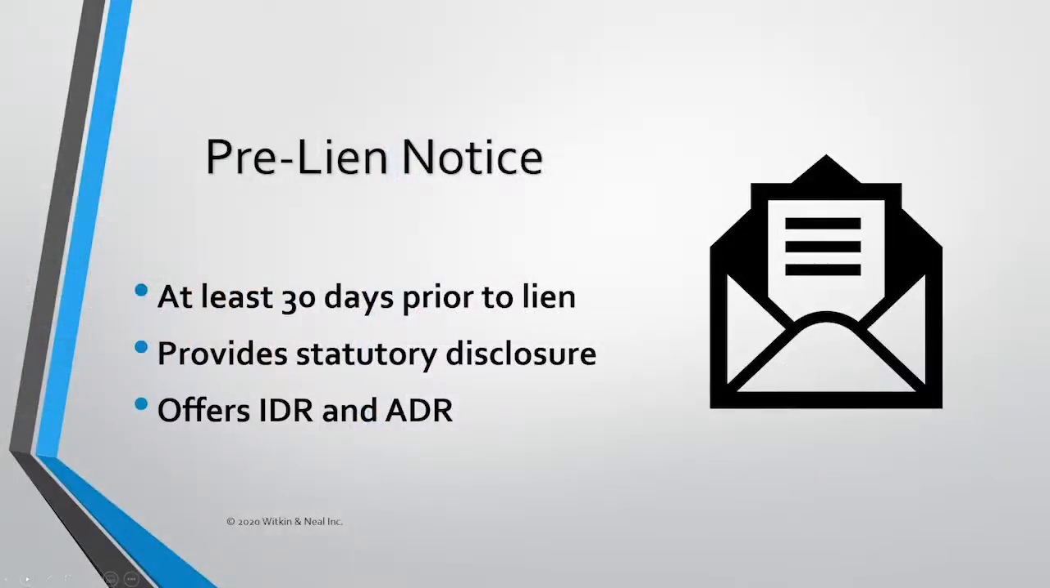The homeowners association's foreclosure process begins with an initial notice sent to the owner called a pre-lien or intent to lien notice. This notice must be sent to the owner at least 30 days prior to the lien recording and must include several statutory disclosures. Additionally, the notice must offer the owner internal dispute resolution or alternative dispute resolution. These offers essentially give the owner a chance to meet with the board to discuss his dispute, or to meet with the board and a third-party negotiator.